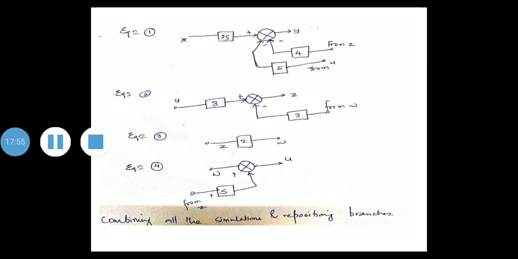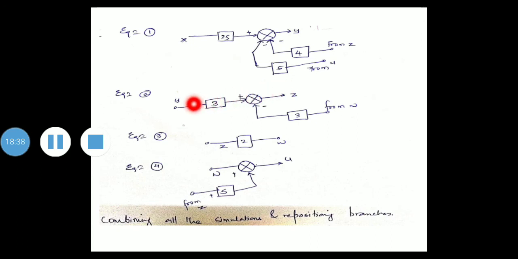So equation 1: first you take node X, then from Y you write all that. So this is X, this is Y. Take X input, take Y node, then in between X and Y, draw whatever is present. 2S is in between X and the summing point. To the summing point there is 4 coming from Z, which is minus. From U comes 5 with minus.